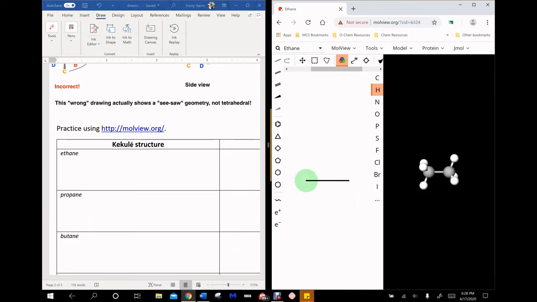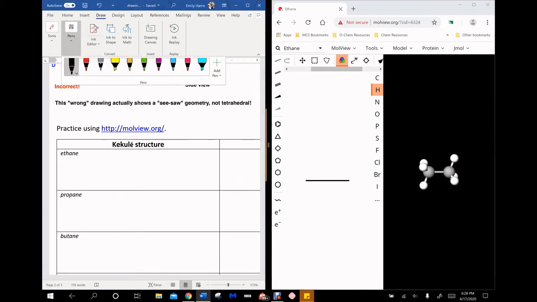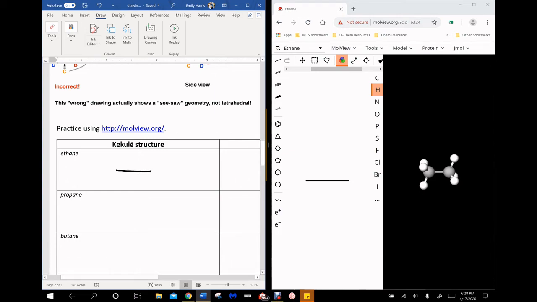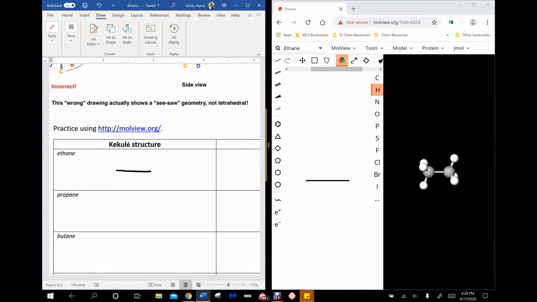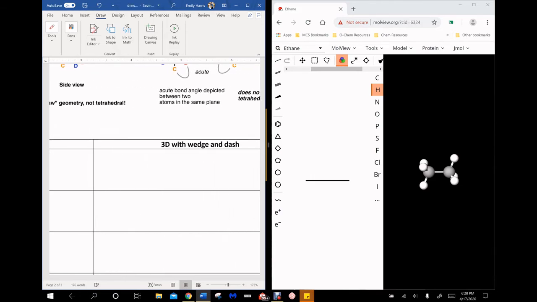And so what you're going to do in the first column is draw the Kekulé structure that it gives you on the left. So for ethane, it's just a straight line. Then on the right, what we're going to do is go ahead and draw the 3D version using wedges and dashes. So here we have kind of a carbon here and a carbon here, have the bond between them.